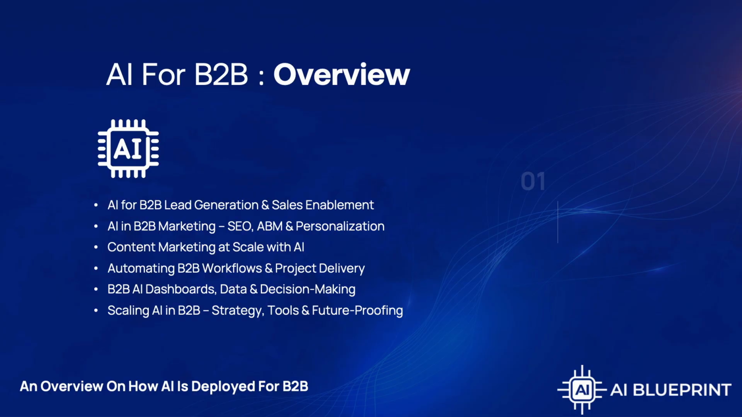So we're going to do AI for B2B lead generation and sales enablement, AI in B2B marketing. This is SEO, ABM, and personalization. ABM is account-based marketing, content marketing at scale with AI, automating B2B workflows and project delivery, B2B AI dashboards, data and decision making, scaling AI in B2B, and this is strategy, tools, and future proofing.